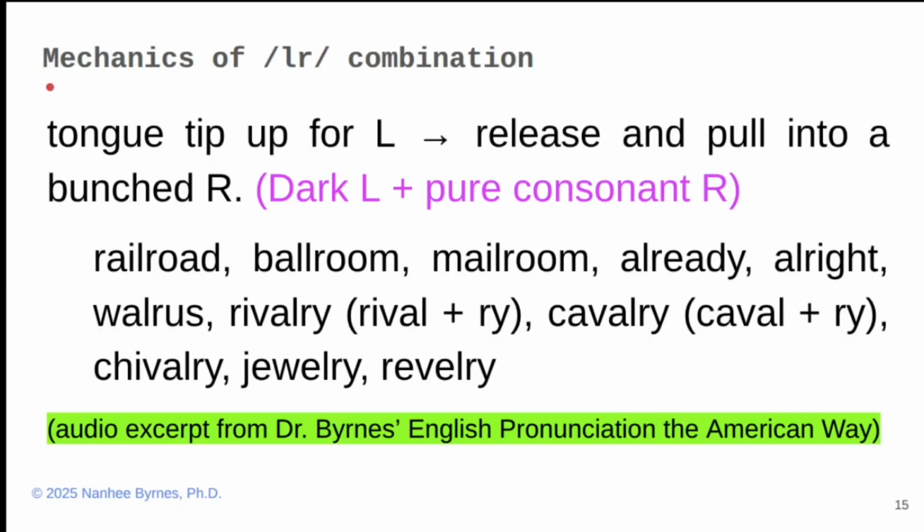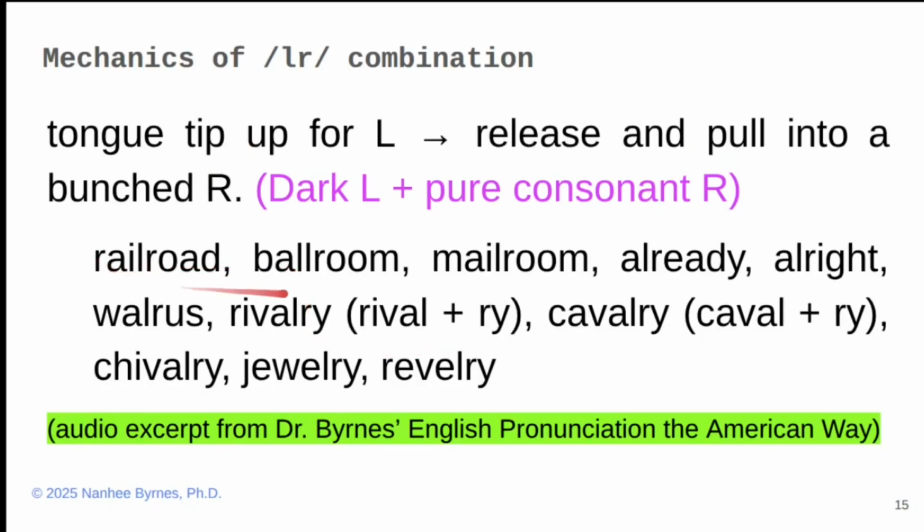Step-by-step method. Let's start with the LR combination, where L is followed by R. The movement is tongue tip up for L, release and pull into a bunched R. These are examples of LR combination words.